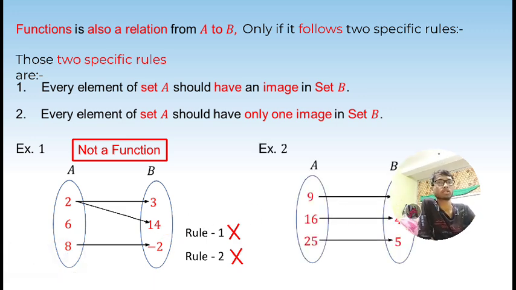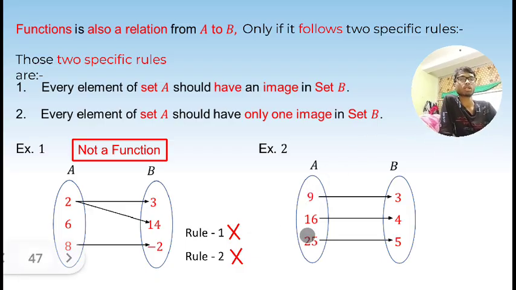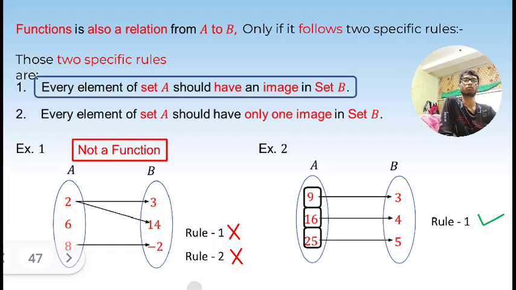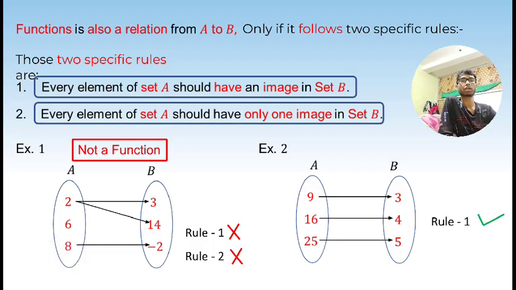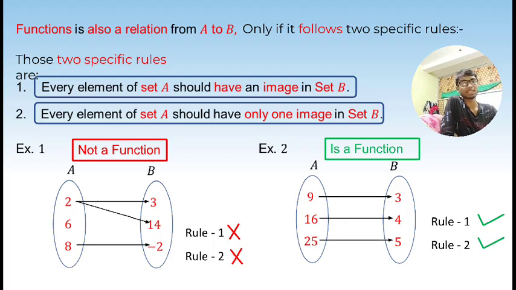For example, here you can see each input is giving an output. Yes, we can see one is completed. Now next we have the second. What is happening here? Each element of set A has one image, one output in set B. This is completed in this, so it's a function.